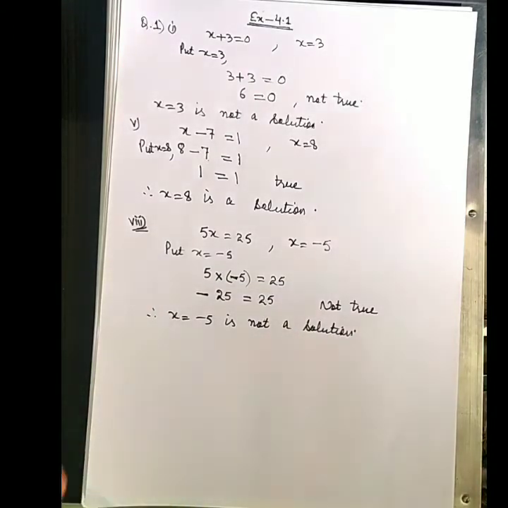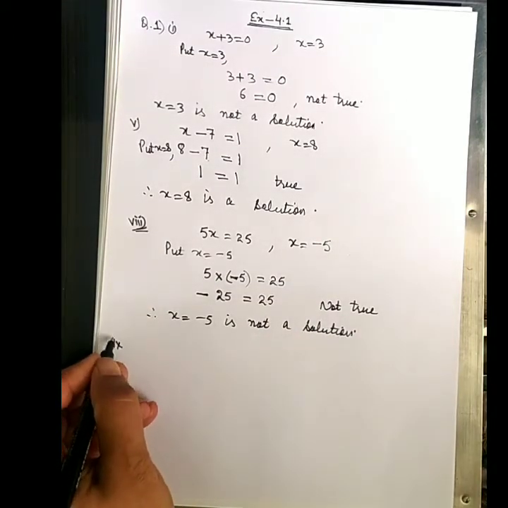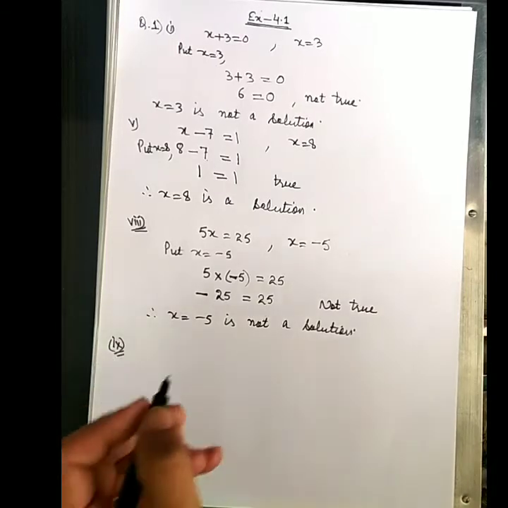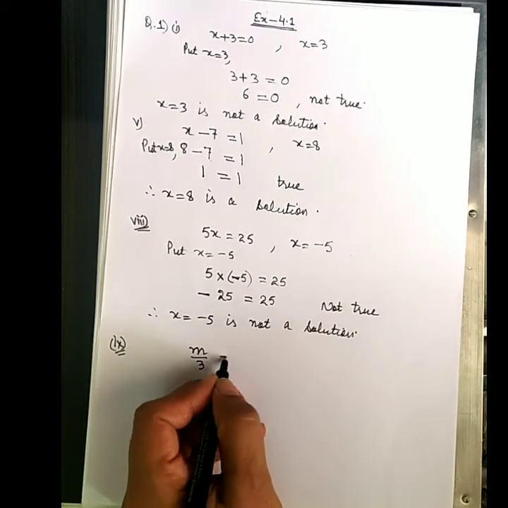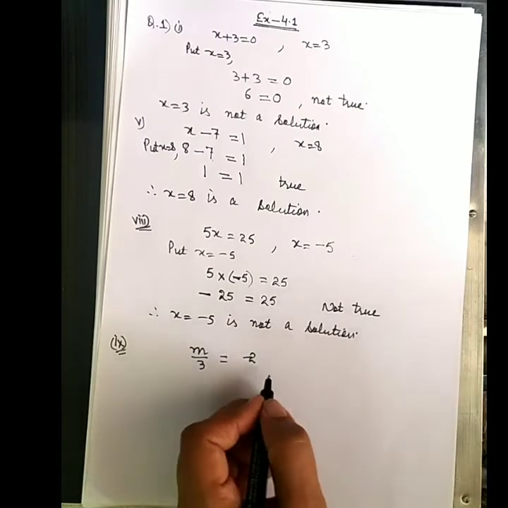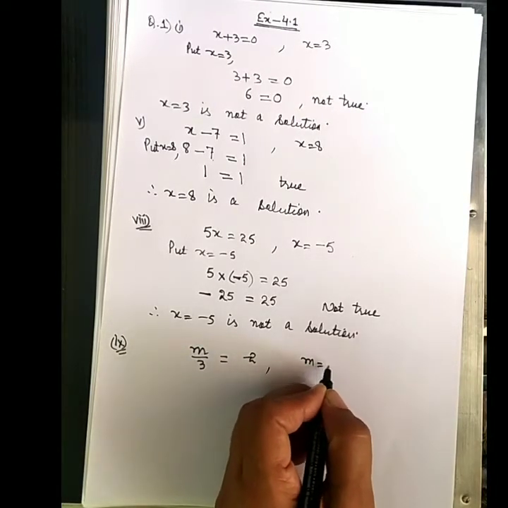So our next part, the 9th part. The equation is m upon 3 is equal to minus 2 and m is equal to minus 6.